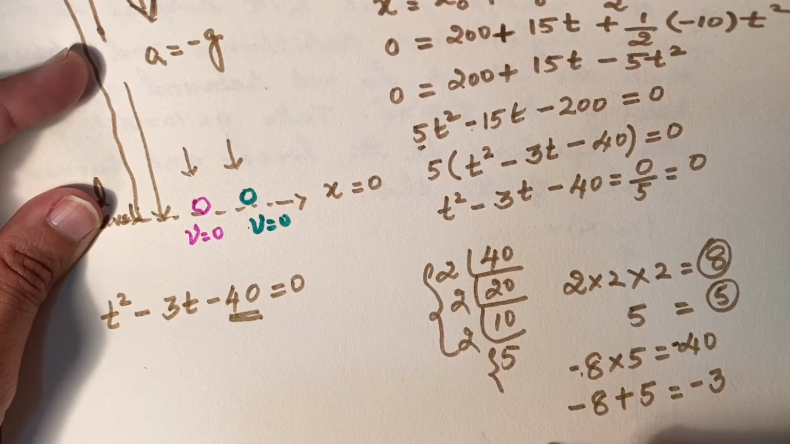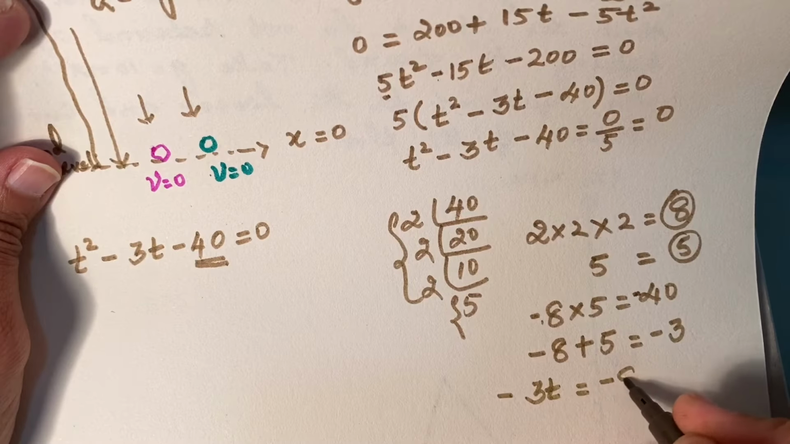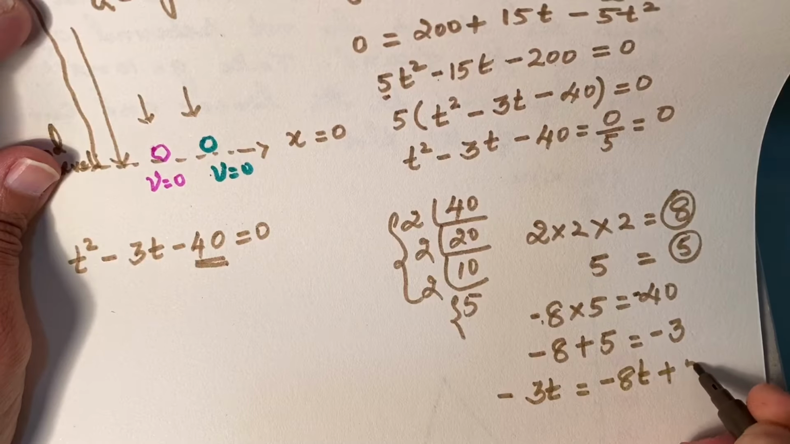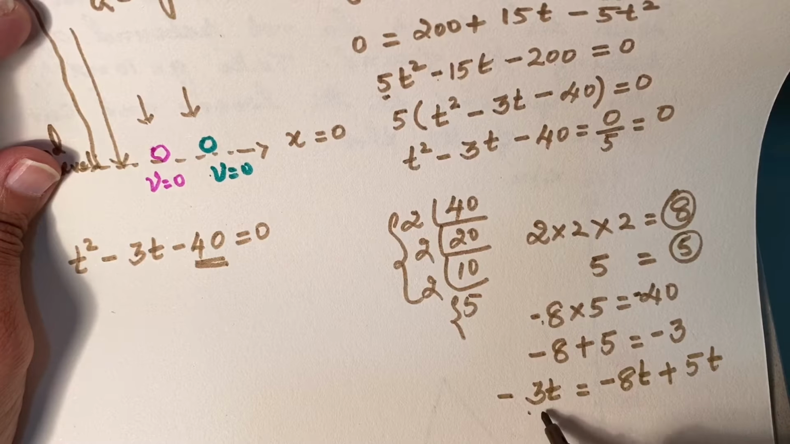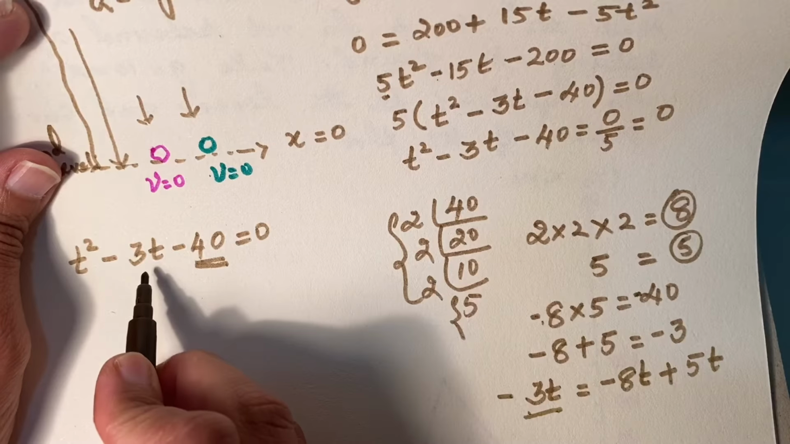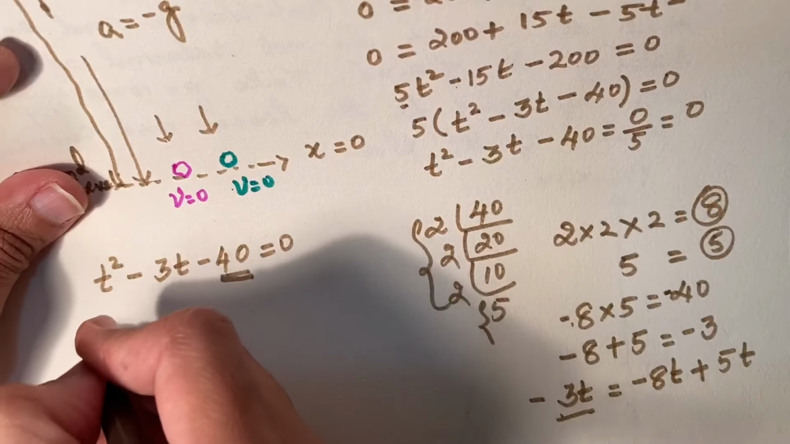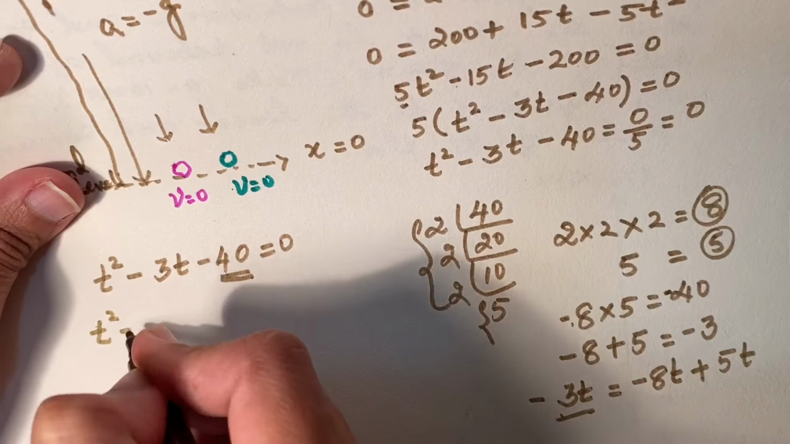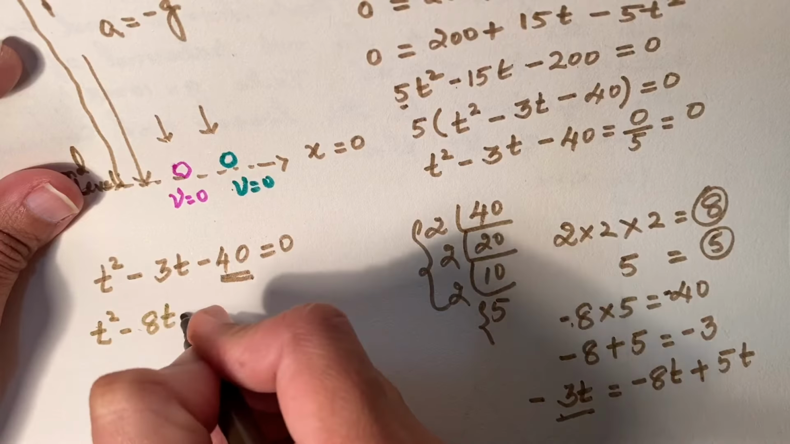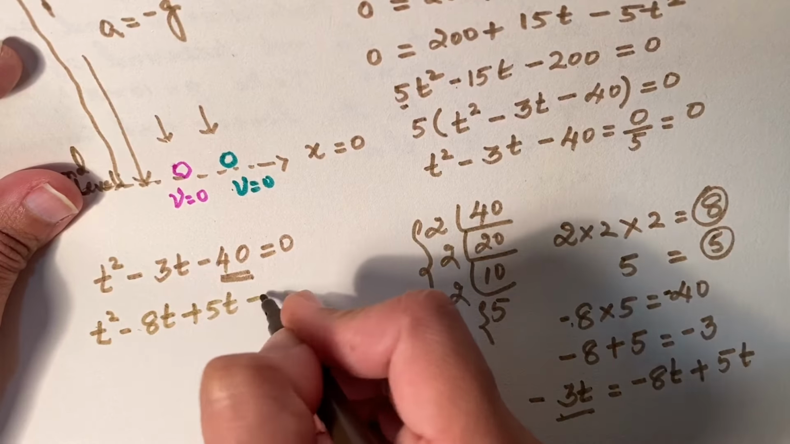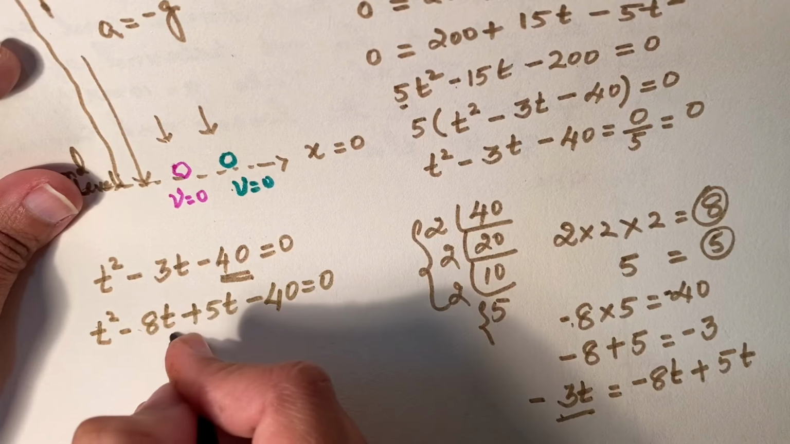So my factors are, minus 3t can be written as minus 8 into t plus 5 into t, right? So minus 8t plus 5t would end up giving you minus 3t. You can replace minus 3t in this equation by minus 8t plus 5t. As simple as that. That's how you factorize. So t square, in place of 3t, I replace it by minus 8t plus 5t minus 40 is equal to 0.